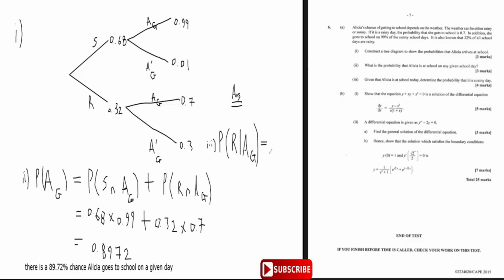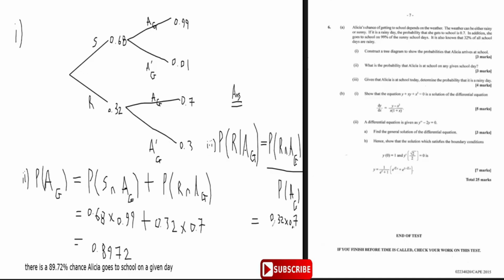The conditional probability is going to be equal to the probability of R given AG, which is equal to the probability of R intersect AG divided by the probability of AG. Nice and easy. Now the probability of it raining and Alicia going to school is 0.32 times 0.7, divided by the chance of Alicia going to school.